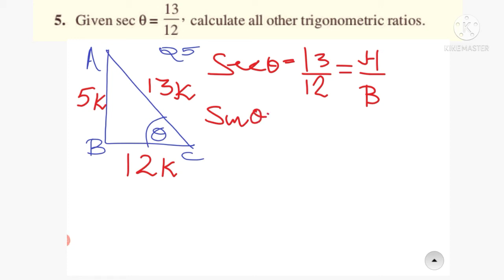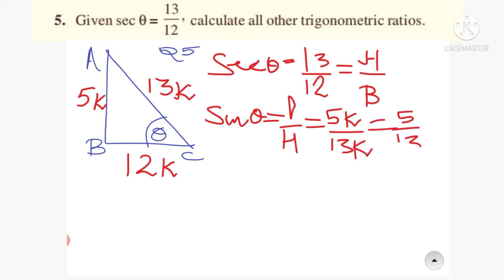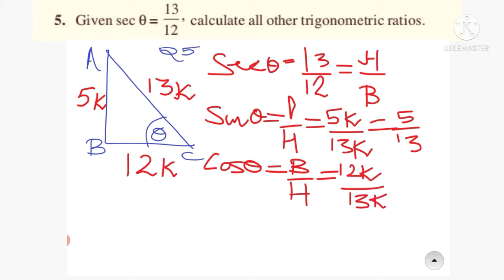So sine theta, as some people say, is p upon h. Now perpendicular is 5k upon hypotenuse is 13k. This gives me 5 by 13. And cos theta, the formula is b upon h. Base is 12k upon hypotenuse is 13k, which again gives me 12 by 13.